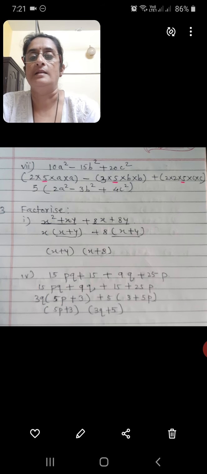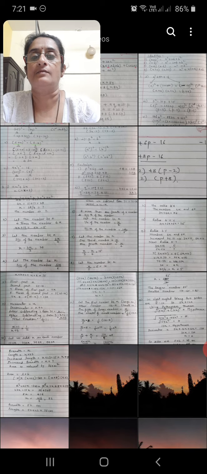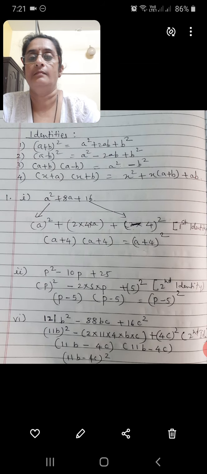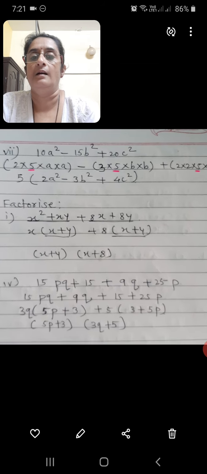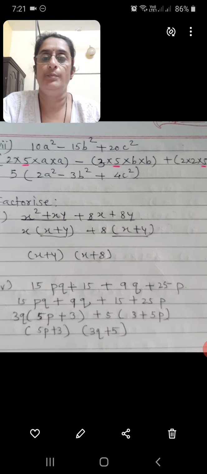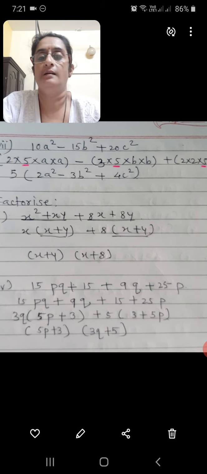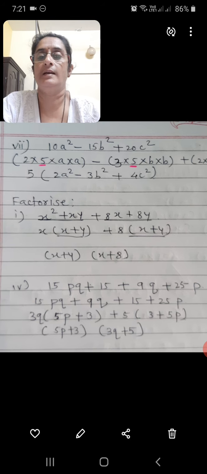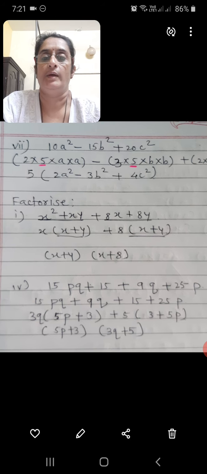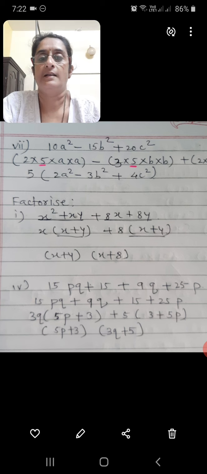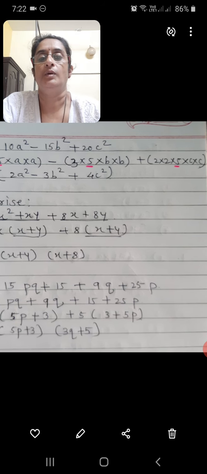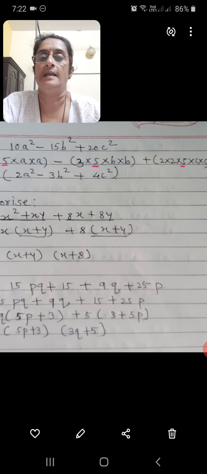The question is 10a square minus 15b square plus 20c square. So what are the factors of 10a square? That is 2 into 5 into a into a. The factors of minus 15b square are minus 3 into 5 into b into b, and 20c square is 2 into 2 into 5 into c into c.